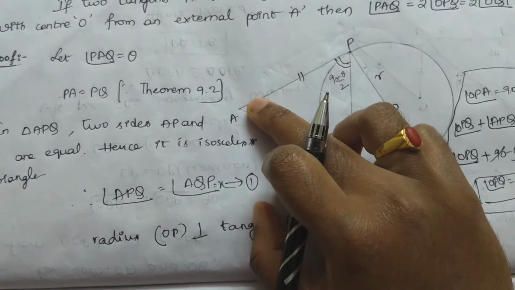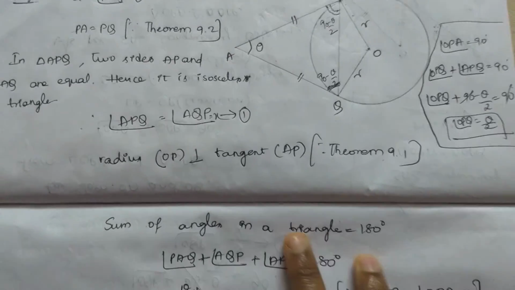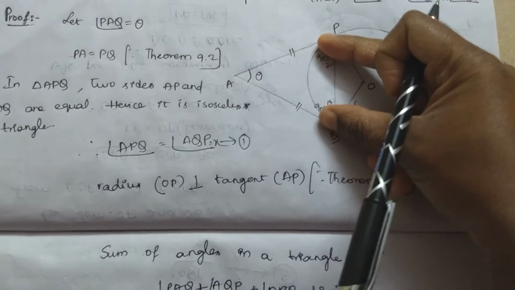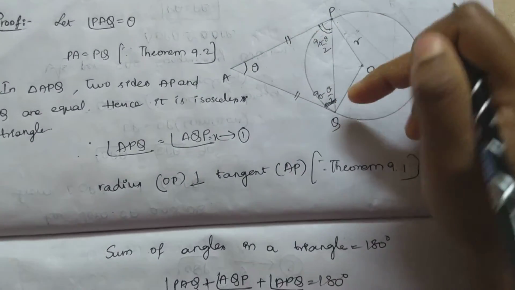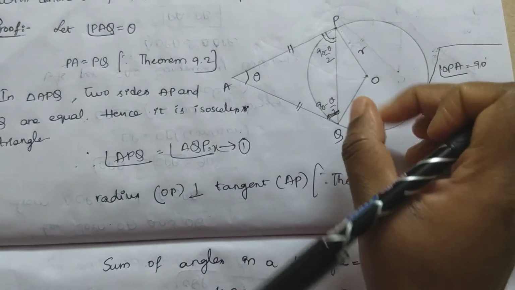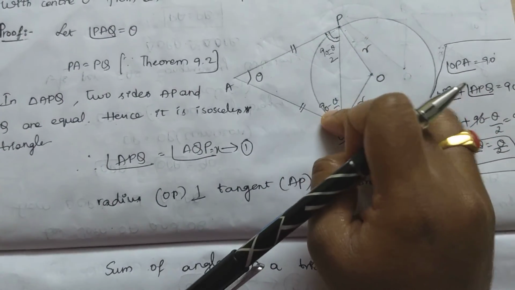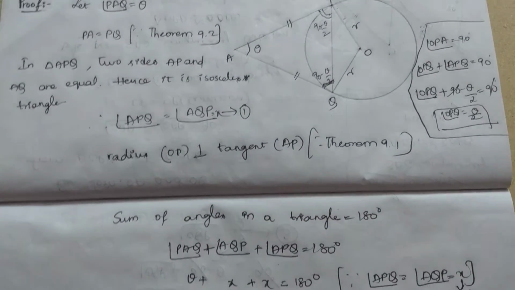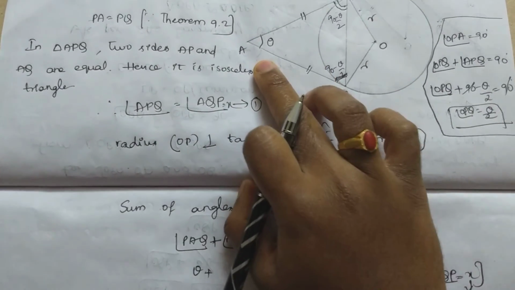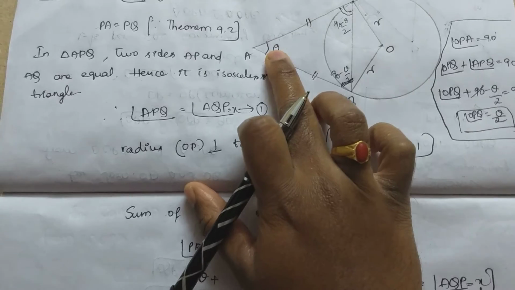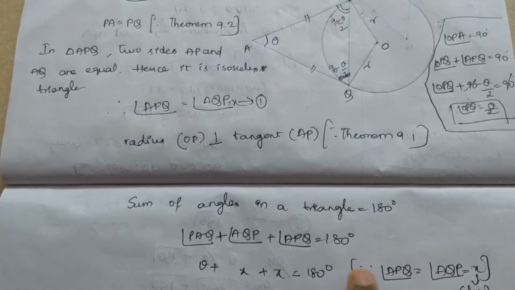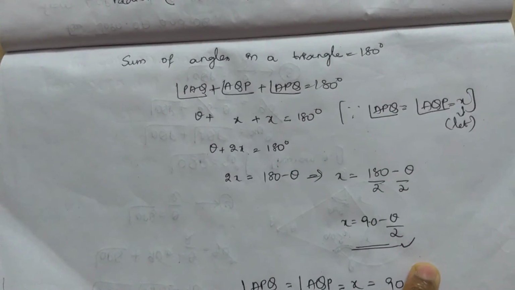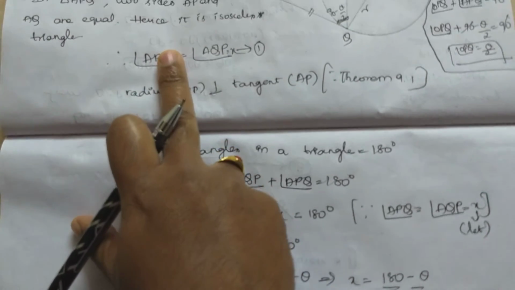This we have learned from theorem 9.1, so this also we have to recall. After that, we know 3 angles: one we have assumed as x, and the other automatically becomes x because of the isosceles triangle. So let us find the value of x first. The sum of angles in a triangle equals 180 degrees, this we know. So I have added all the angles here. Theta plus x plus x equals 180 degrees, so theta plus 2x equals 180 degrees. From this I got the x value as 90 minus theta by 2, which is nothing but angle APQ and angle AQP.